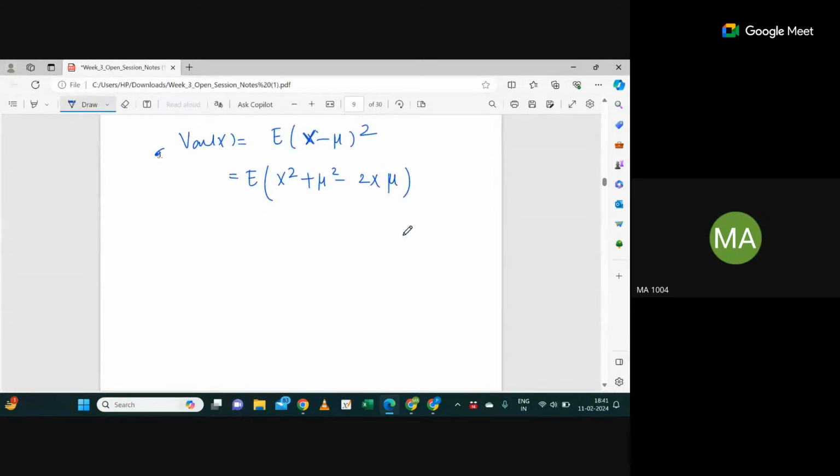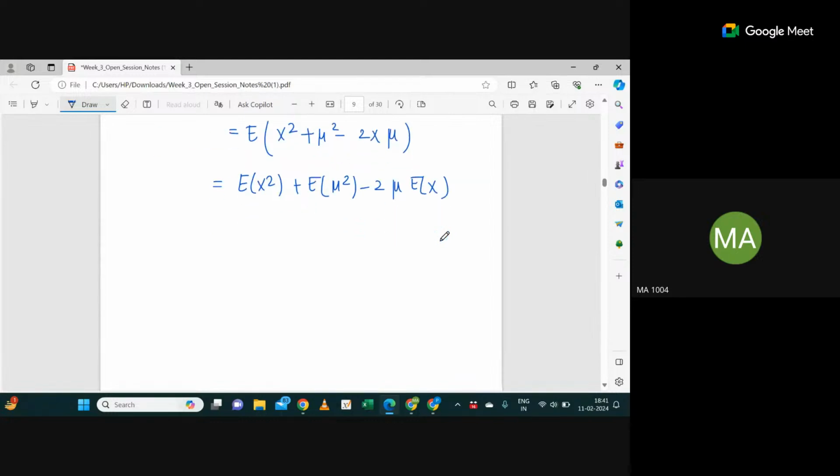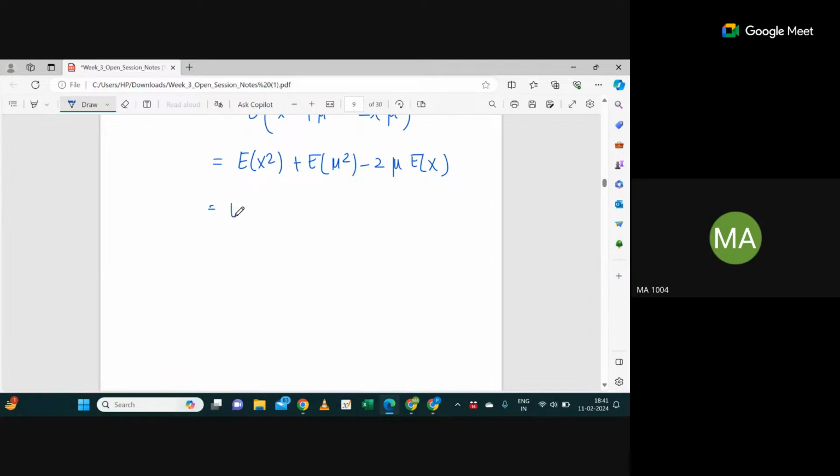Yes or no? If you take expectation inside the bracket, what will I get? Expectation of x square plus expectation of mu square minus 2 mu expectation of x, because mu is a constant, right? So it will be expectation of x square, mu square, minus 2 mu times expectation of x, which is mu. So here I will get expectation of x square plus mu square minus 2 mu square.